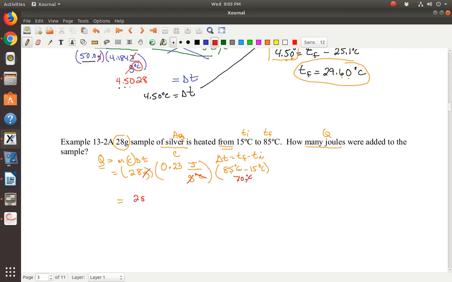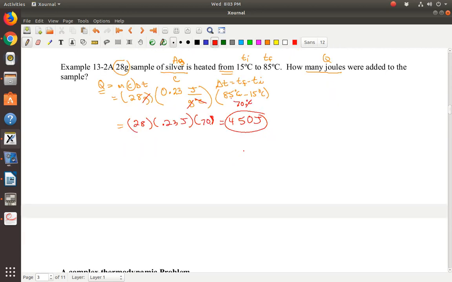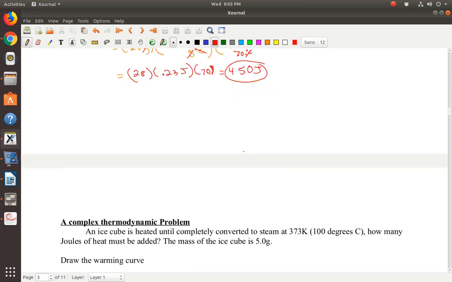So I end up with 28 times 0.23 joules times 70. And the degrees Celsius canceled, but there's the decimal place. And the final answer is 450 joules. That's how much energy it took to heat up the silver from 15 degrees to 85 degrees. Okay, get that in your notes.